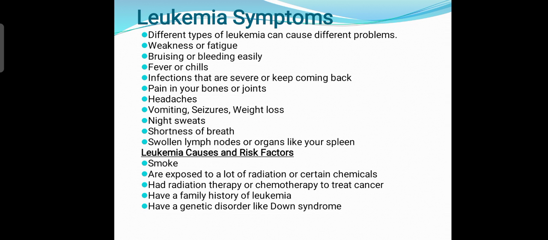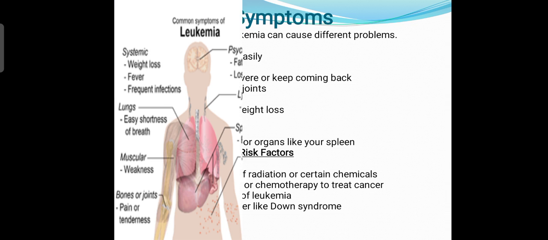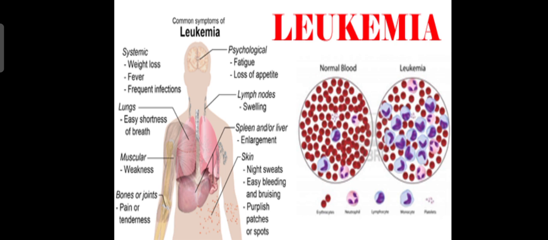So the symptoms include weakness, bleeding easily, fever, chills, infection, headache, vomiting, seizures, weight loss, shortness of breath, etc. So the main cause of leukemia is smoking or exposure to radiation or certain highly toxic chemicals, or having radiation therapy or chemotherapy, etc. Or if a person has a family history of leukemia, that will also lead to it, and if a person has genetic disorders, it will lead to leukemia also. So these are the common symptoms and pictorial representation of the disease leukemia.